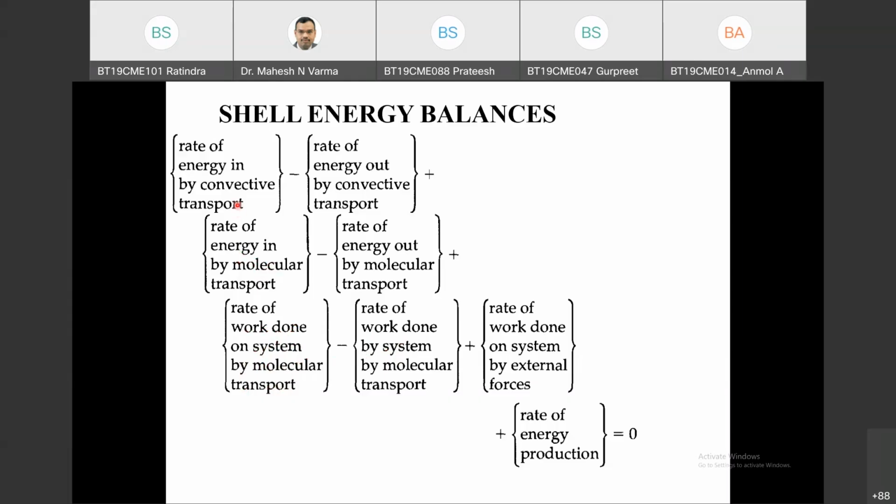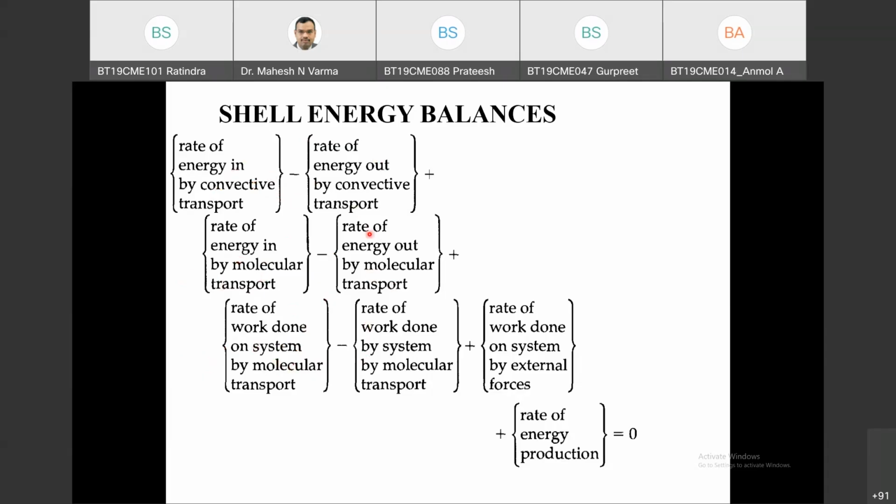Whenever there is convective transport, the term for work done by or on a system by molecular transport is associated with it. So today we'll see how to handle the problem when there is molecular transport as well as convective transport. Both are there. As soon as convective transport is there, it will be associated with the work done on a system by molecular transport. So the three will come together.